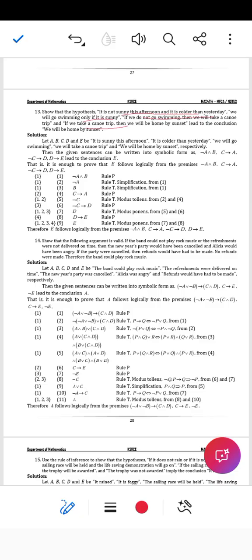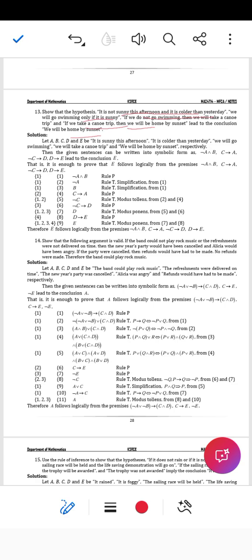First sentence contains a conjunction. Then the second sentence, we will go swimming only if it is sunny, is in the form of if-then. The third one, if we do not go swimming then we will take a canoe trip, is also in the form of if-then. And the fourth one, if we take a canoe trip then we will be home by sunset. So these four sentences combined give the conclusion: we will be home by sunset.